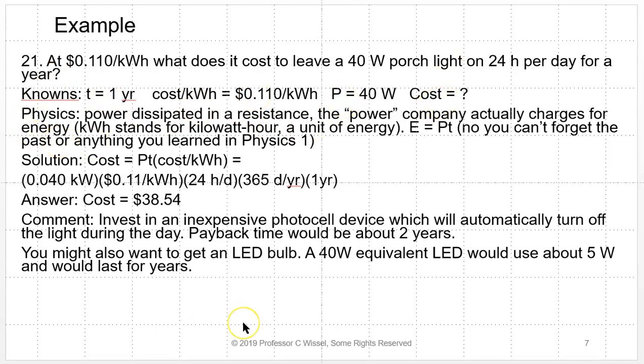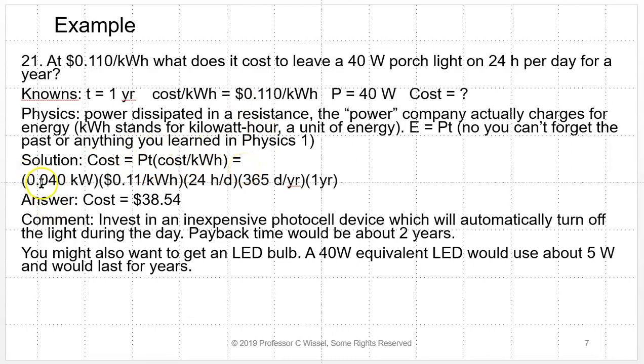The physics of this is power dissipated in a resistance. The power company actually charges you for energy. Kilowatt hours is a unit of energy, and energy equals power times time. No, you can't forget the past or anything you learned in Physics 1. The solution is that the cost equals the power times the time times the cost per kilowatt hour.